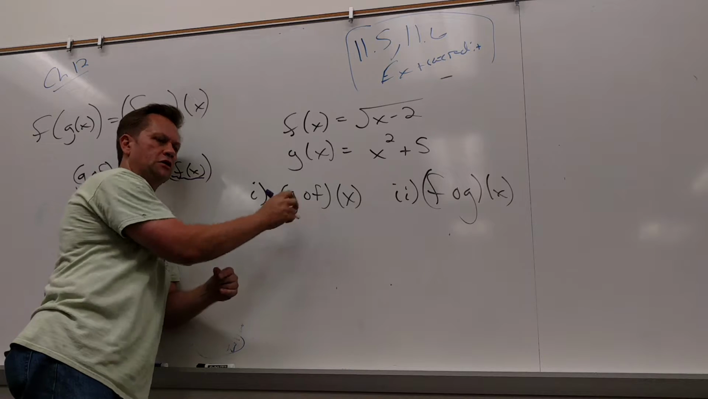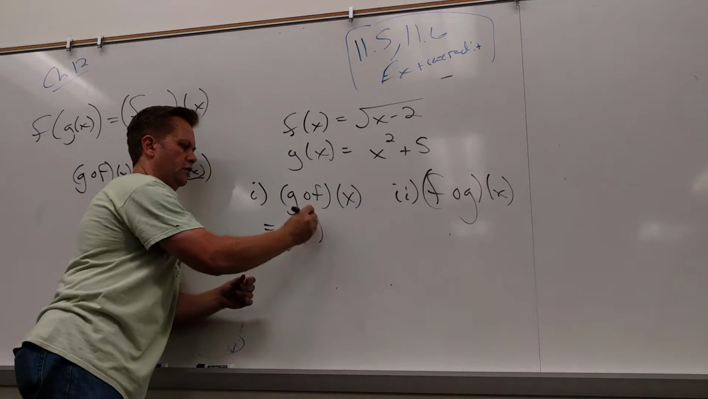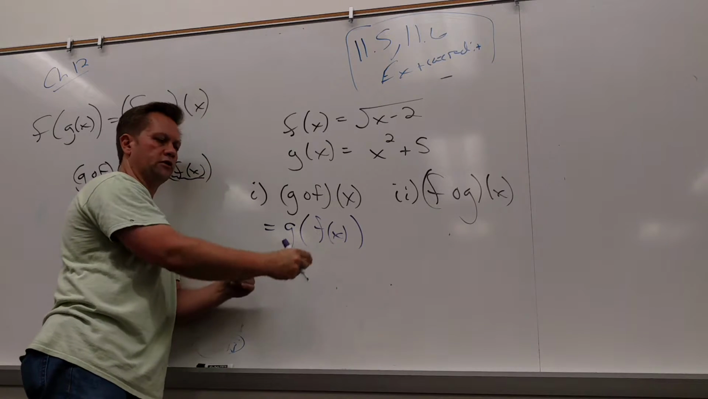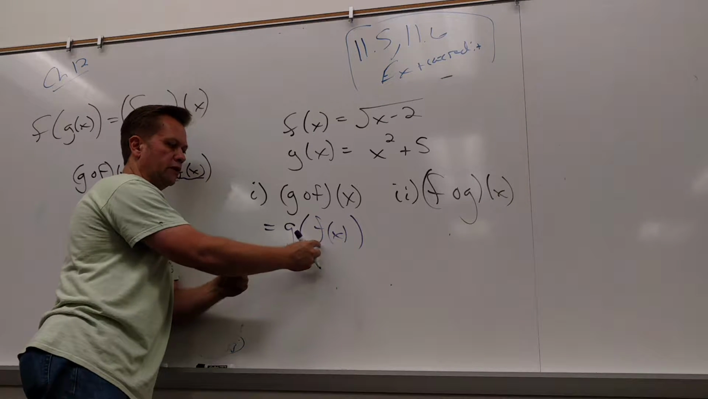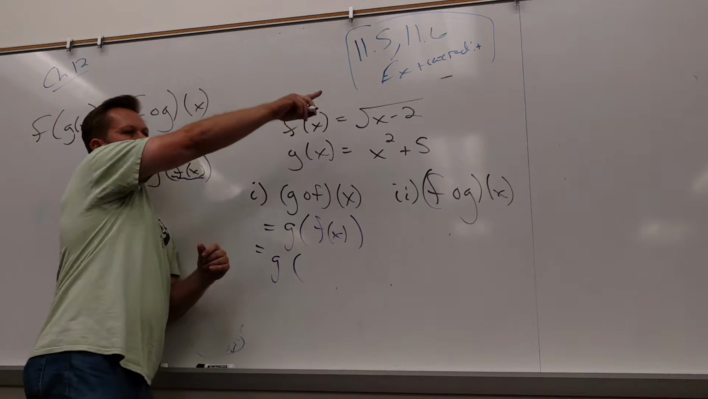So if I see this notation, I can rewrite it how immediately? G of f of x. Order of operations says do the inside first. Okay, well, what's f of x? Square root of x minus 2. I like it.